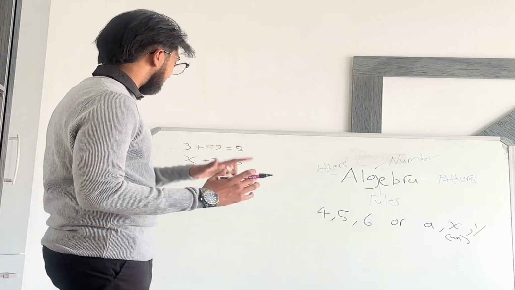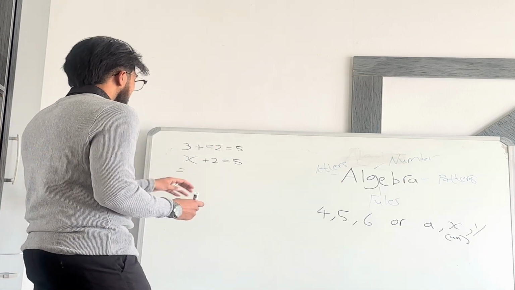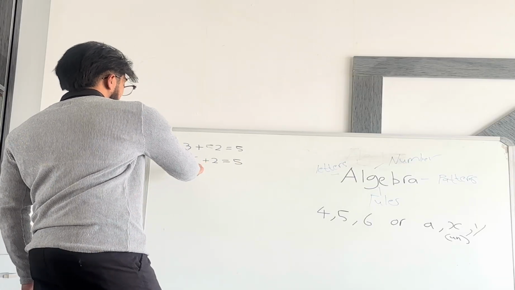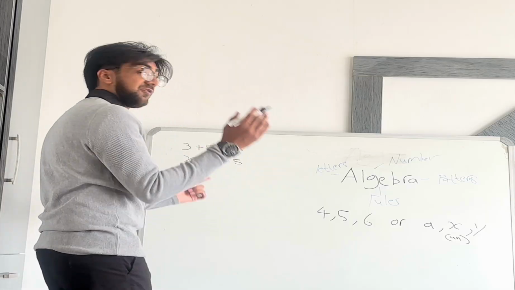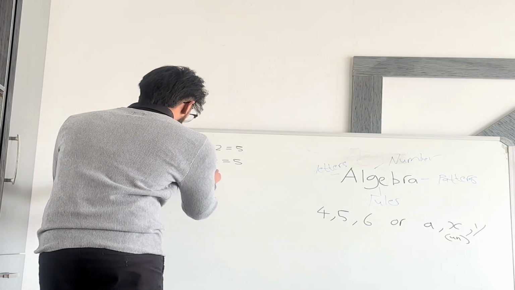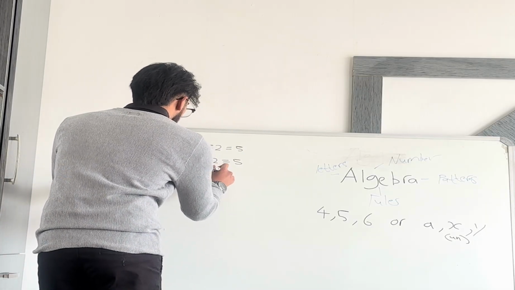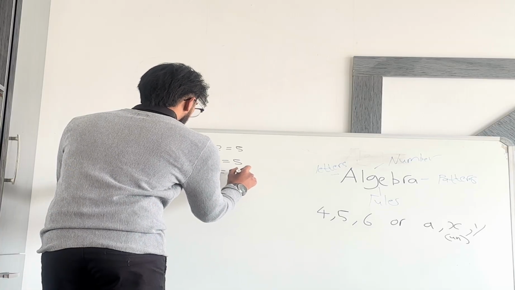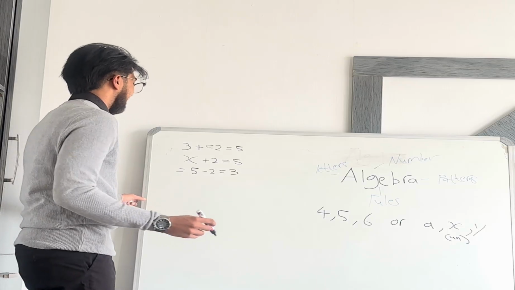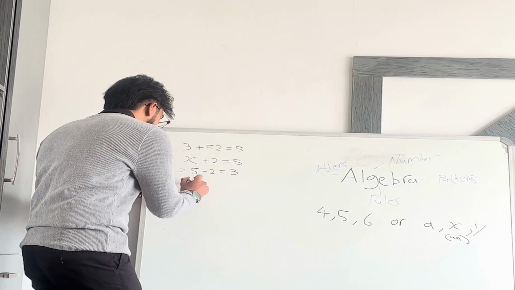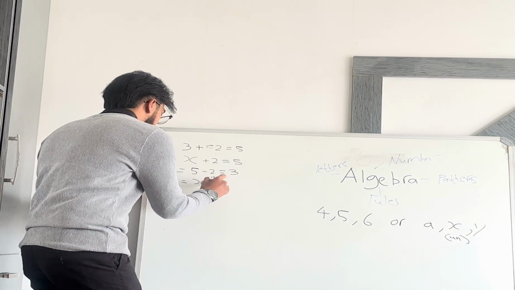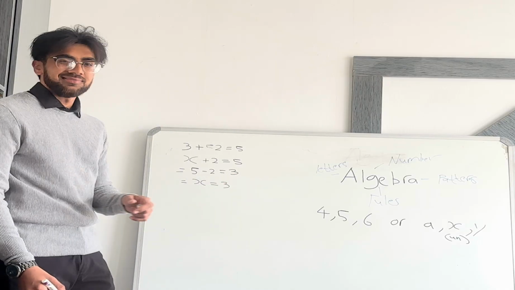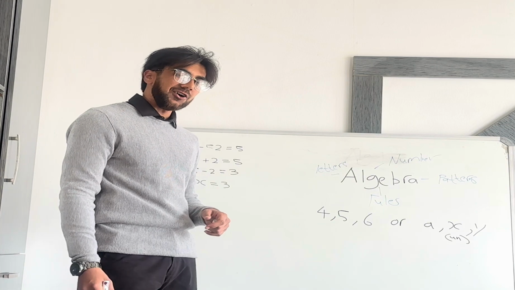So let's break this down. To understand this, we know the answer is 5 and we need to know what is x. So we're gonna reverse the whole thing. Put 5 minus 2 equals 3. So now x would equal 3. Not so difficult now that we've broken it up now.